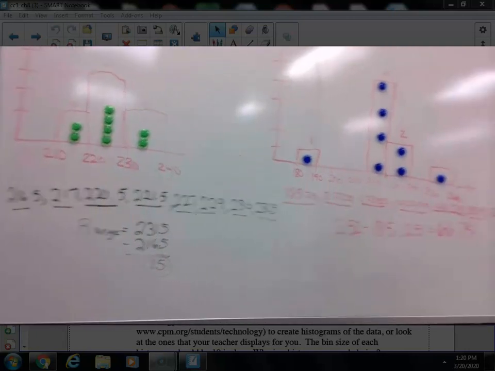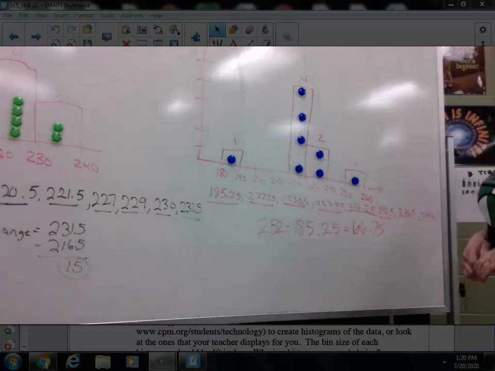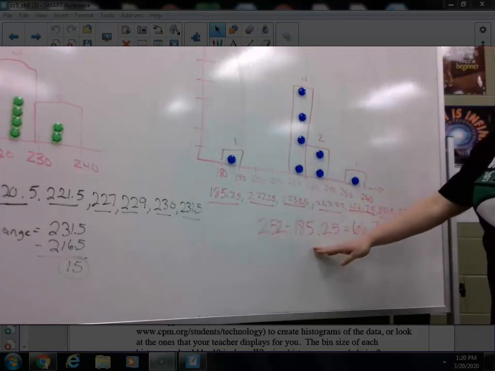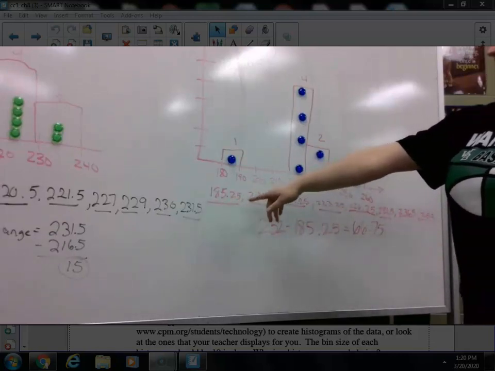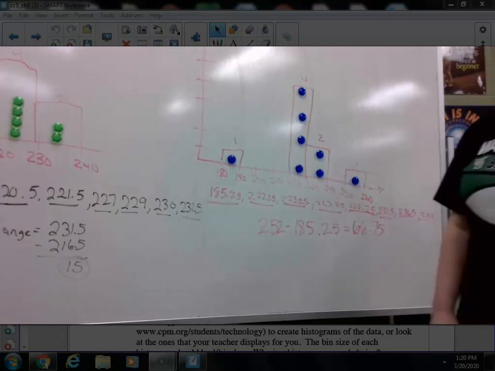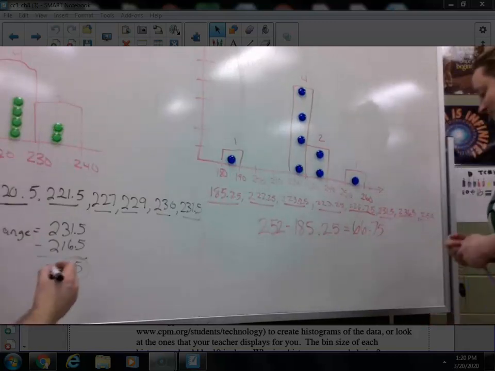And what about 2009, Ms. Lanzo? So I went ahead and did the same thing. I ordered my numbers from least to greatest, and we took our greatest number, which was 252, and we subtracted from it 185 and 25 hundredths, and we got 66 and 75 hundredths inches. I forgot my label.